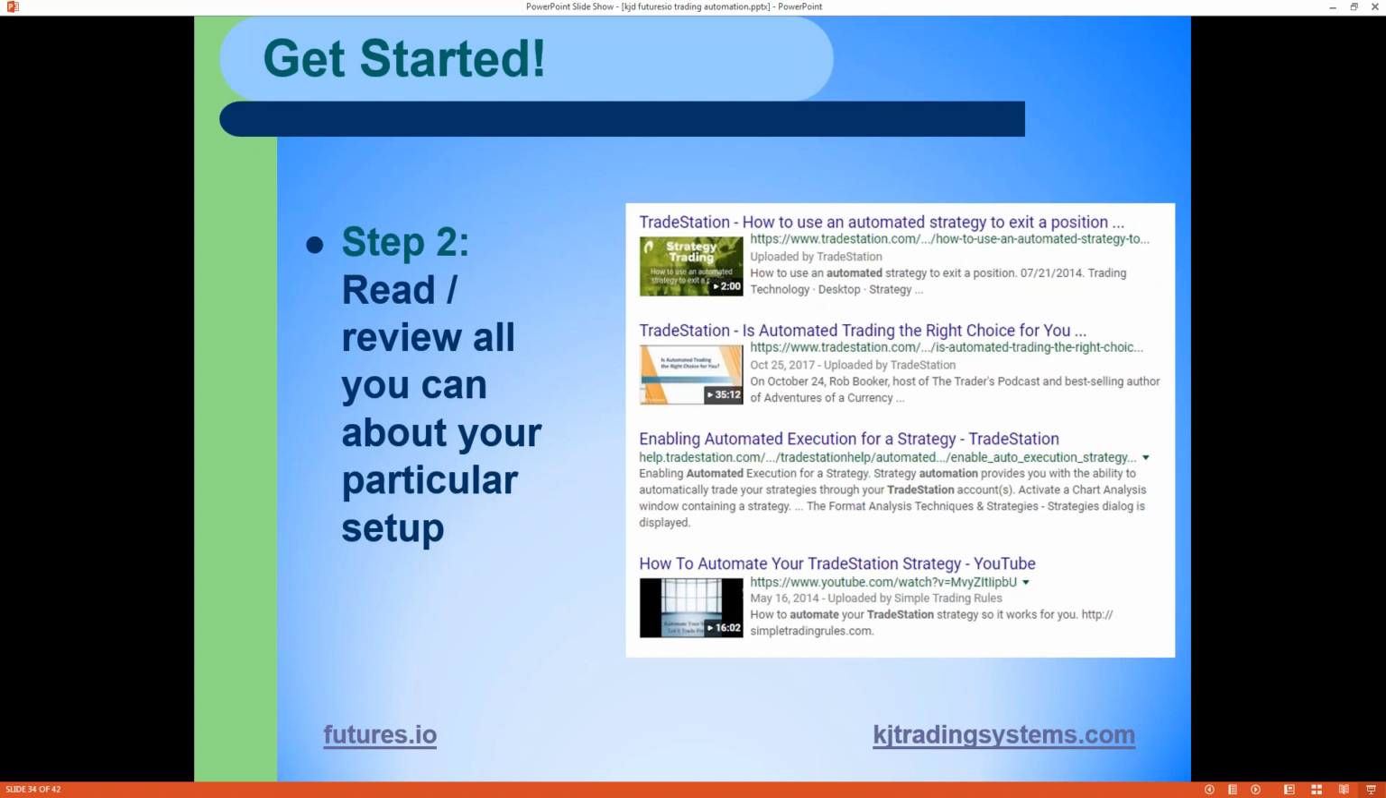That's the first step. Step 2, read all you can. I just typed in Google TradeStation automation, and there are all kinds of videos and other material that come up that show you how to do it. That would be true for any platform. And at least then you can see how it's either recommended by the software vendor or how other people do it.